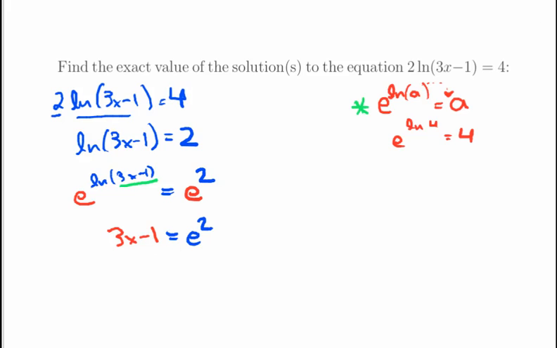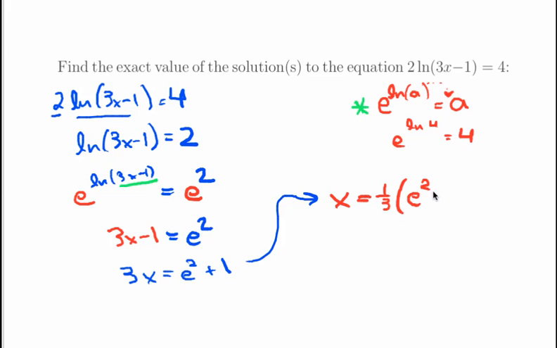And now it's quite simple to solve for x because all I have here are numbers and an x. Let me add 1 to both sides and I'll get 3x equals e squared plus 1. And then finally, this will be our last step. Go to red here. I'm just going to divide by 3 and I end up with x equals 1/3 parenthesis e squared plus 1. And that's the exact value of this solution. Again, the key property here was the cancellation property, and that's how you get from this step to this step.